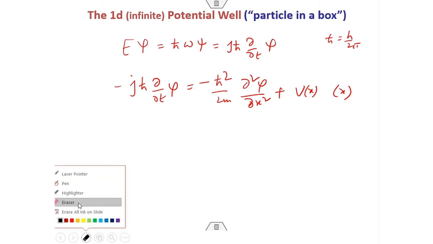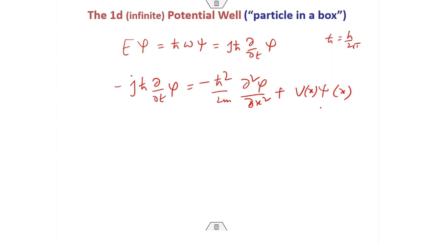That's something you should not forget. These are very standard terms. It is in the x direction, t is the time, h cross is h by 2 pi, and m is the mass of the particle. So now the question is this: how do you solve this equation in case of this potential well?